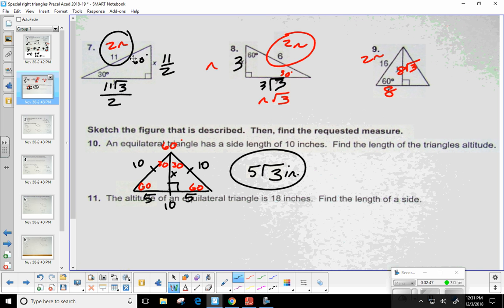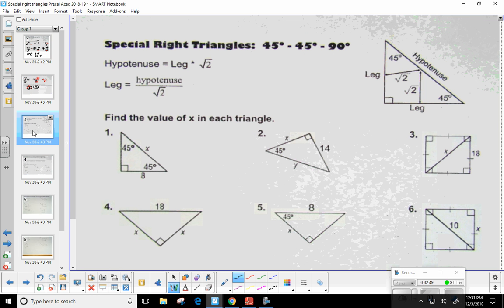Well then, let me show you very quickly. And this is what we'll do tomorrow. When we're talking about a 45, 45, this is the only isosceles right triangle that we have.